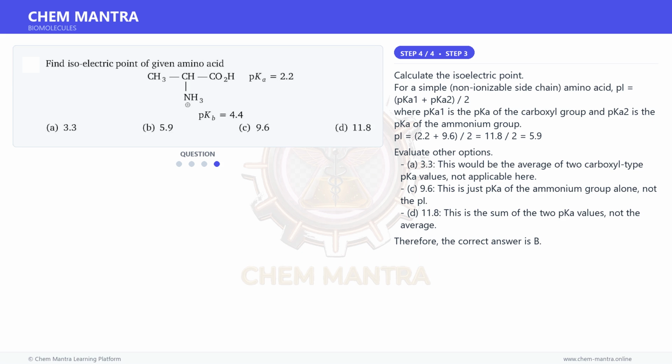Evaluate other options. A. 3.3. This would be the average of two carboxyl type pKa values, not applicable here. C. 9.6. This is just the pKa of the ammonium group alone, not the pI. D. 11.8. This is the sum of the two pKa values, not the average.